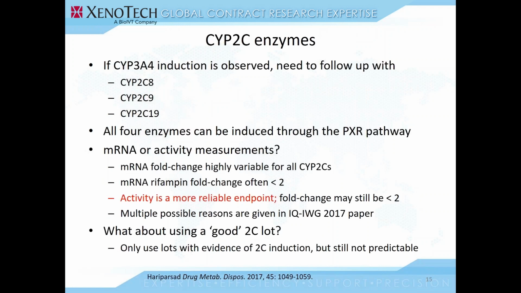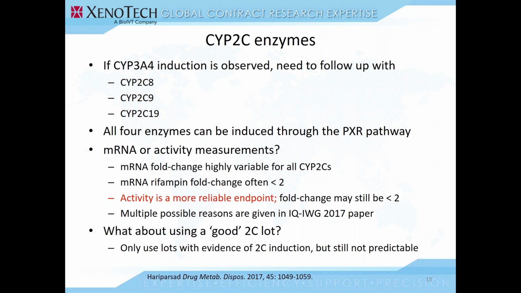So CYP2C enzymes are induced through the PXR pathway too. So we are going to need to explore them if we have positive 3A4 responses. The question we get an awful lot is mRNA versus activity for CYP2Cs. It is absolutely known across industry that the mRNA fold change for CYP2Cs is very variable and often doesn't even make it greater than 2. It's a real problem. So we recommend activity for the 2Cs. It's a much more reliable endpoint.